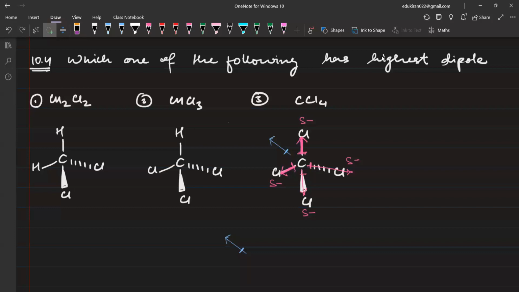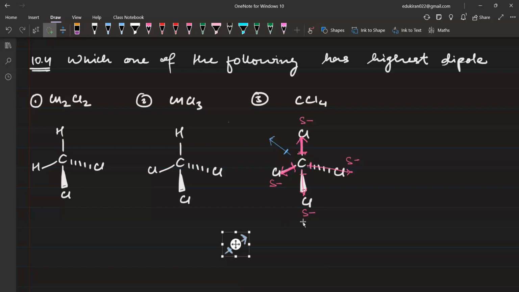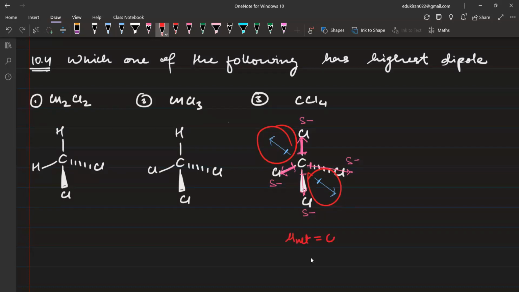Yes, sir. Completely makes sense, na? And the direction, if I show, it will be just the opposite. Like this. Can you see that? Correct, guys? Okay, now what do you see here? That these two dipoles, both of them are on the plane and they are in the opposite direction. So I can confidently say that the mu net here will be equal to 0.